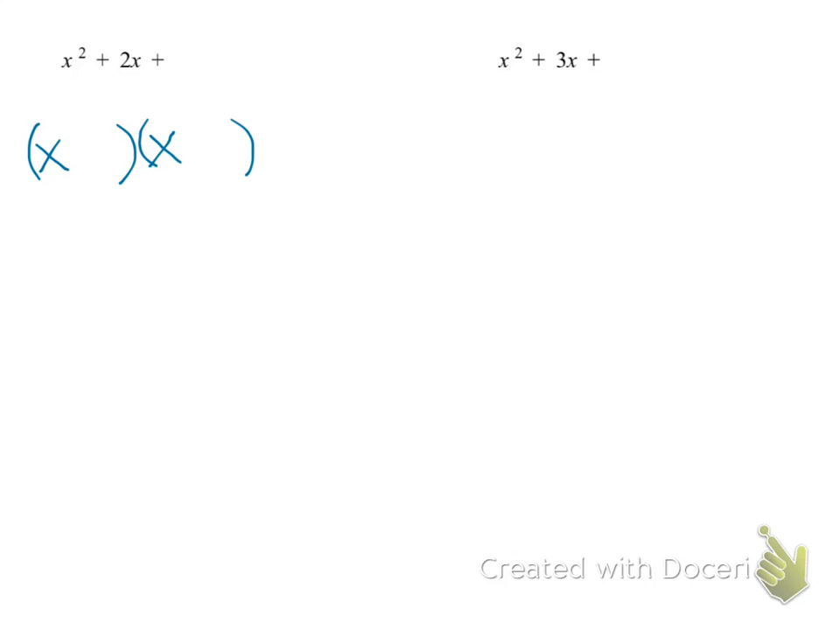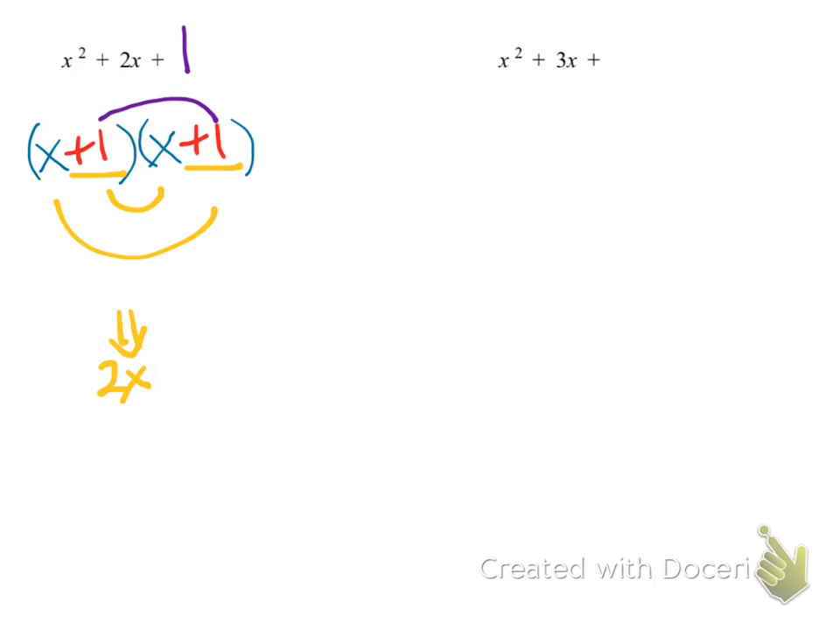Let's look at a couple others. So again, what's going to add together to give me 2x that's the same? Well, 1 plus 1 is 2. And so again, when I multiply those together, 1 times 1 is 1. So my perfect square trinomial would be x squared plus 2x plus 1, and this factors as x plus 1 quantity squared.